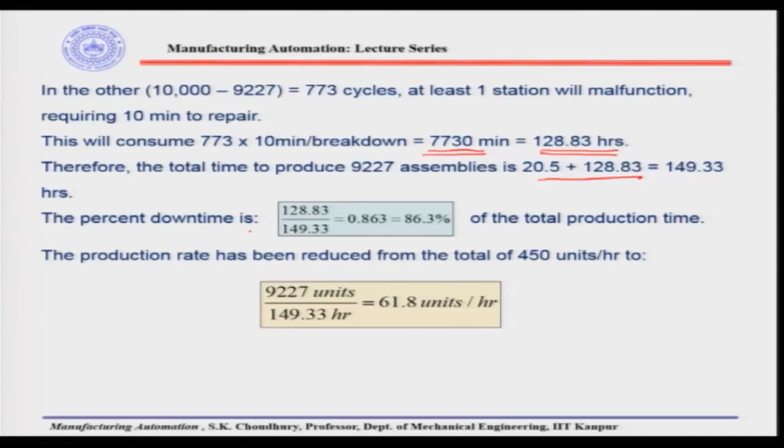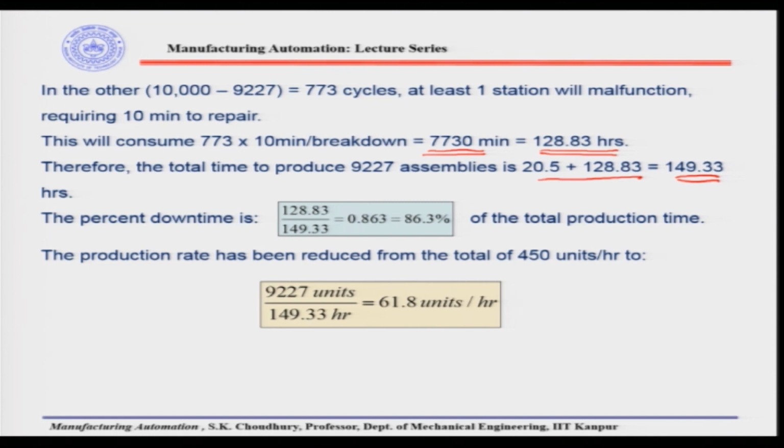So, that means the percentage of downtime will be 128.83 hours divided by the total, which is 149.33. This is the one, okay. And this will be 86.3% of the total production time, that is the percentage downtime we are having. That means 86.3% of the time the machine is down.